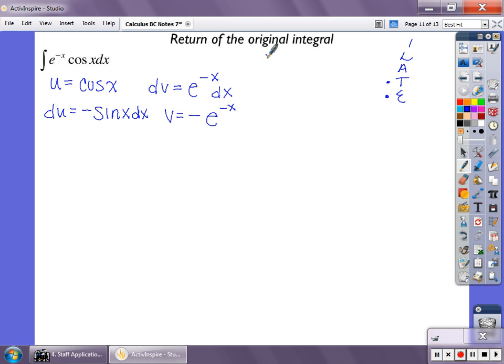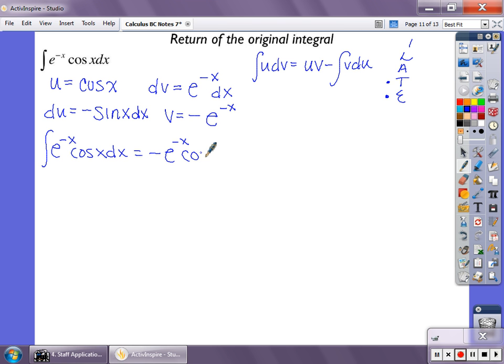So our integration by parts formula, the integral of u dv is u times v minus the integral of v du. So the integral of e to the negative x cosine of x dx is u times v. We'll have negative e to the negative x cosine of x minus the integral of v du. Now the negative times the negative there is a positive, and so we'll end up with e to the negative x times the sine of x dx.